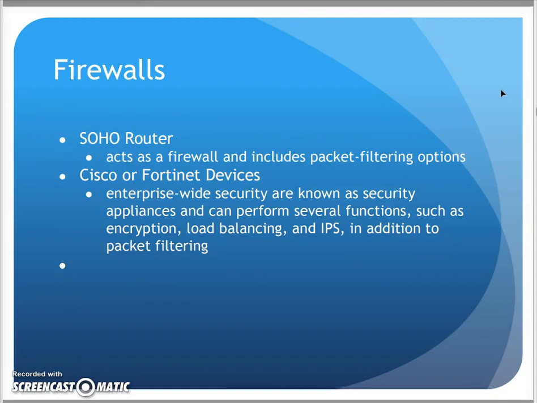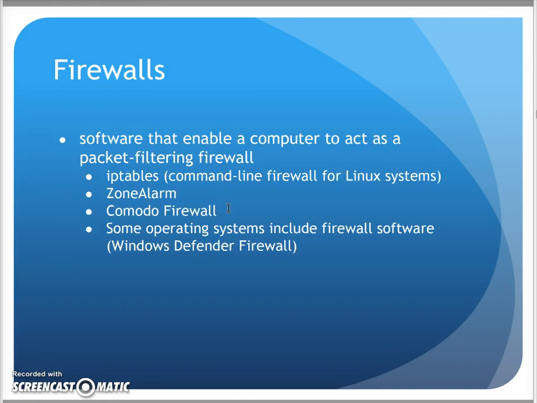Your router at home typically has a firewall built into it, and it basically includes the packet filtering options, almost like a stateless firewall. That's typically what you have at home. There are other devices out there, Cisco and so forth, enterprise known, that have a lot more features like we just got done talking about, in addition to your packet filtering.